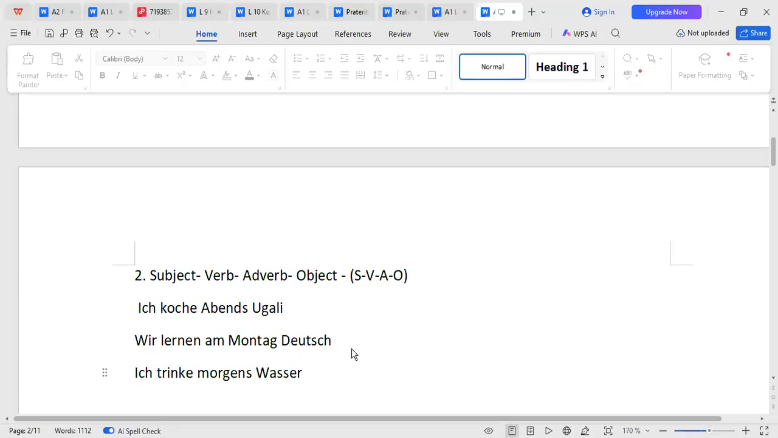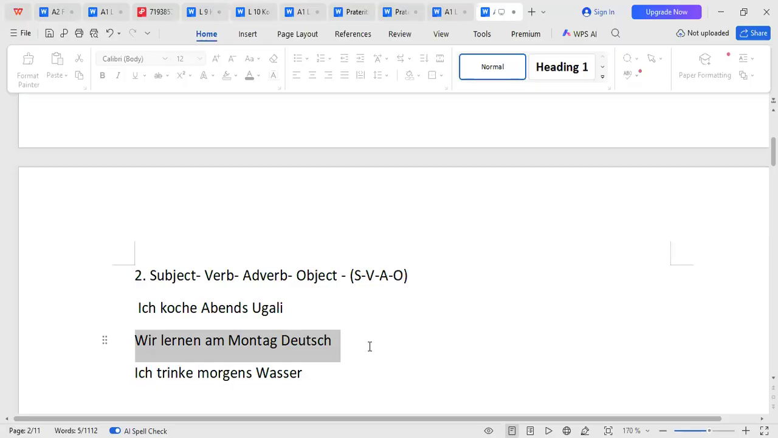That's why I always say the very day you start learning German, stop translating, stop thinking of sentences in English. Because in English, the time goes to the end. We learn German on Monday. English takes the time at the end. That is wrong in German. In German, the time comes after the verb. The verb stays at the second position. That is the rule.